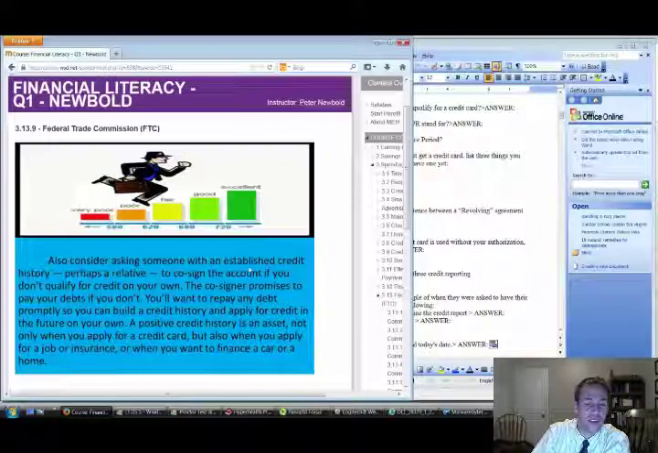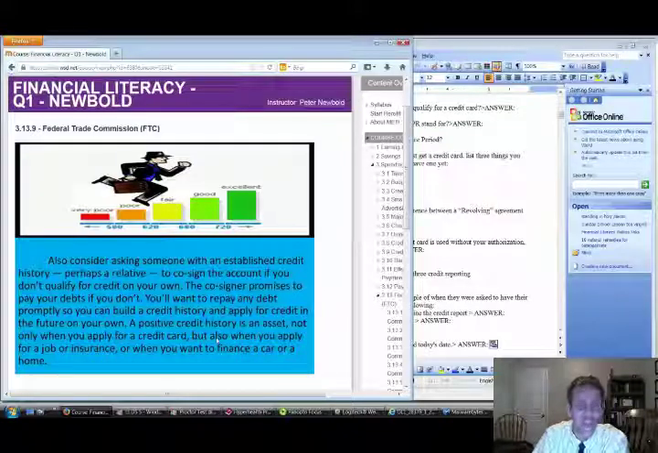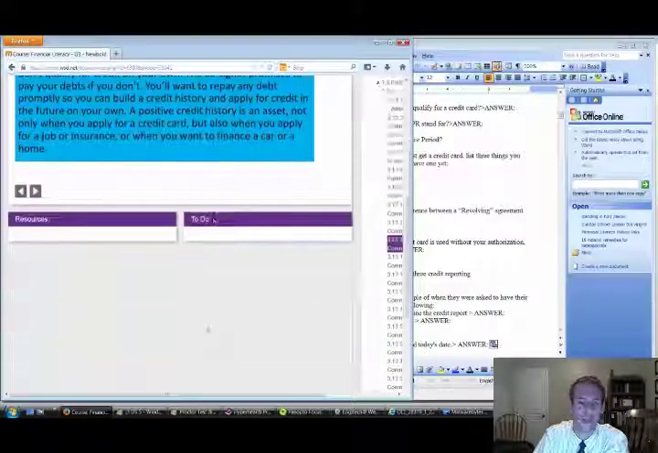Also consider asking someone to co-sign with you on your credit card or for a loan. You promise to pay your debts if you don't. You'll want to, like we're probably doing with my daughter right now for her college. You'll want to repay any debt promptly so you can build a credit history. Positive credit history is an asset, not only for when you apply for a credit card, but when you apply for a job or for insurance, or when you want to finance a car or your home.